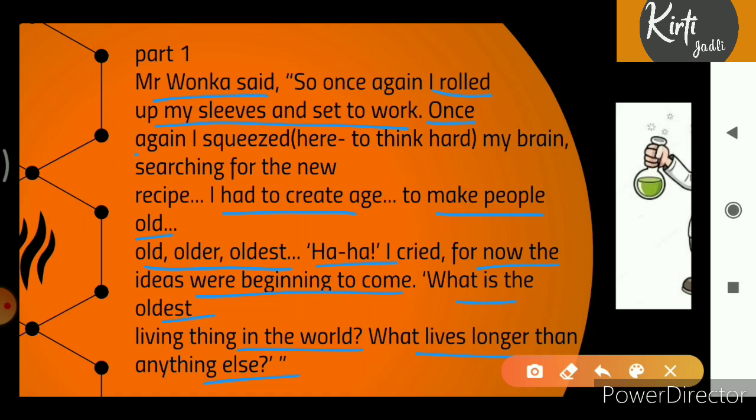And once again, he's squeezed his brain. Squeezing here means to think hard. Why is he thinking hard? Because he has to find a recipe which could bring back those people whose age had gone to minus. He had to make those people old again in order to bring them back to life. And he's laughing to himself. He laughs at the fact that he's going to make people old, older, and oldest. So ideas had started to come into his mind about what he could do in order to bring back those people. He wonders what is the oldest living thing in the world? What is that which lives longer than anyone else?